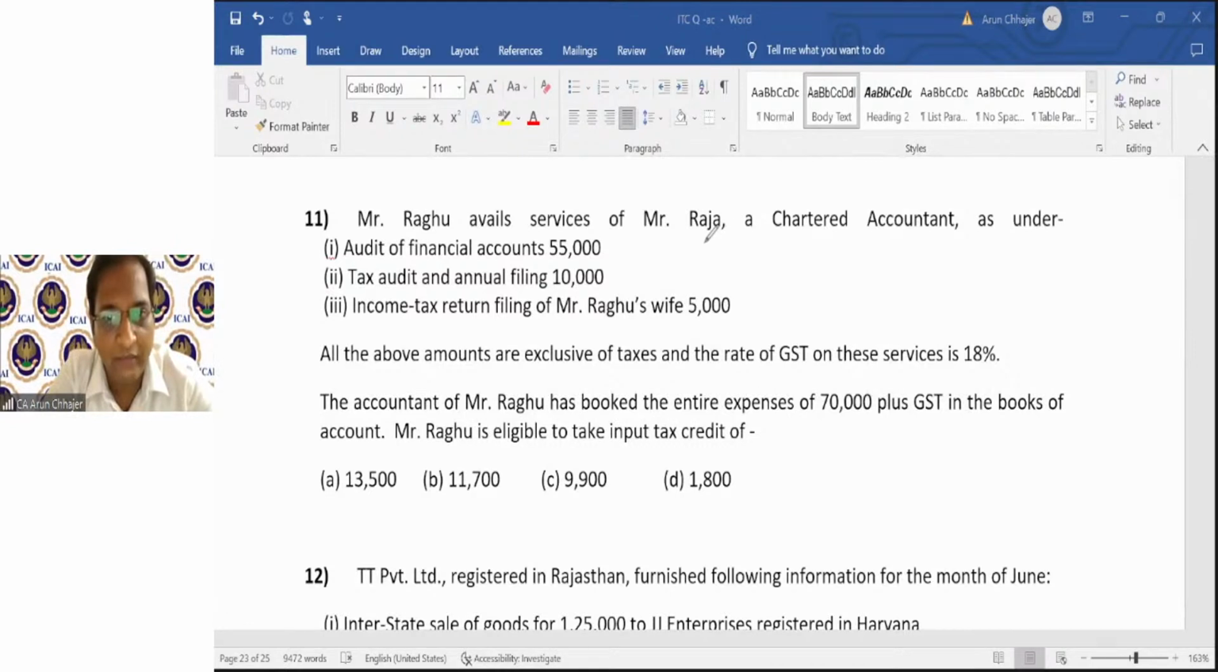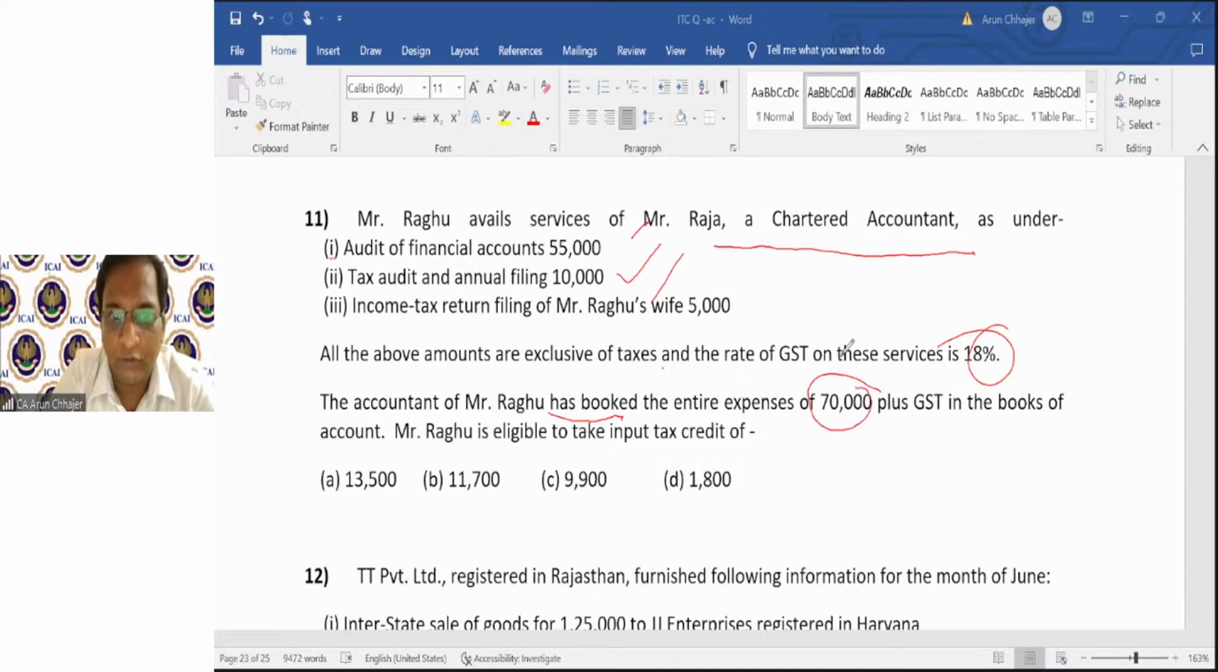Mr. Raghu avails the service of Mr. Raja, a chartered accountant, as under: audit, tax audit, income tax return. All of the amount are exclusive of taxes and the rate of the GST is 18%. Accountant of Mr. Raghu has booked the entire expenditure of 70,000 plus GST in the books of accounts. Whether Mr. Raghu is eligible to take the input tax credit.